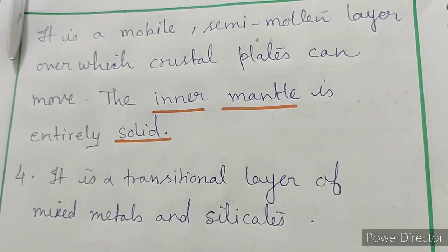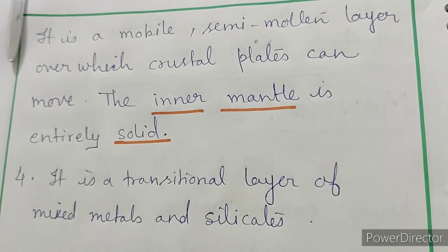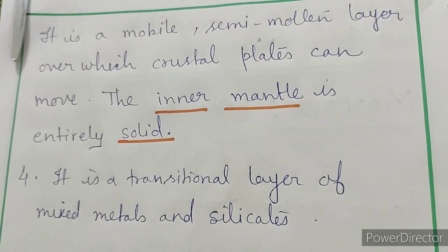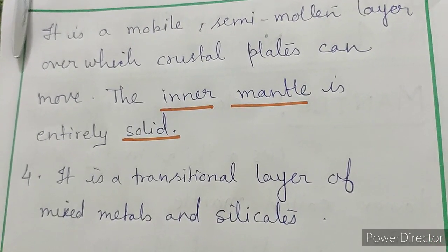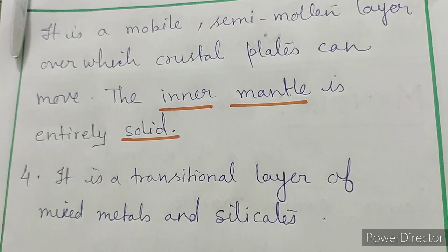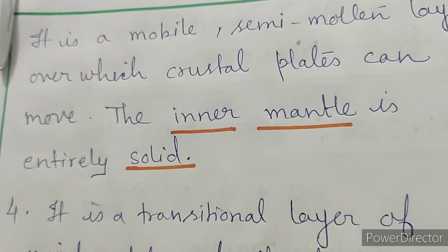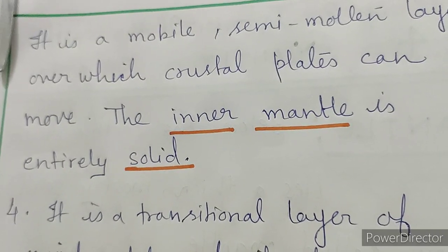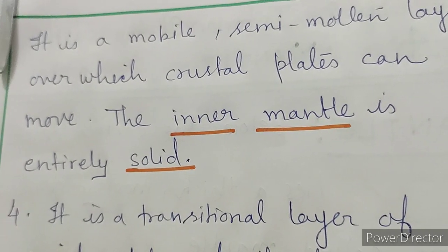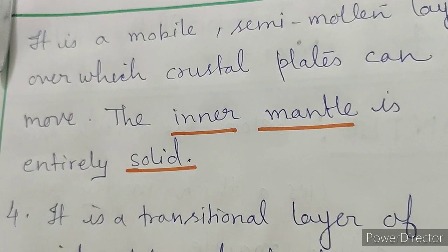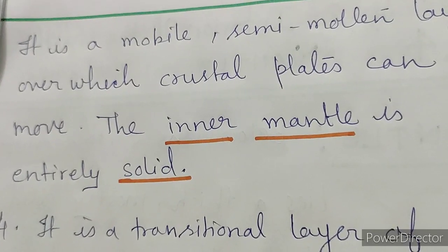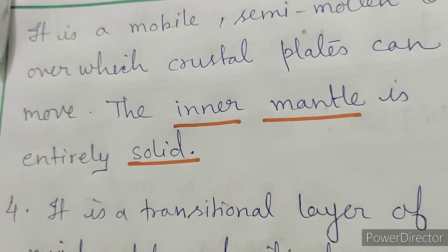ये मोबाइल होती है और ये सेमी मॉल्टन स्टेट में रहता है, जिस वजह से crustal plates इसके ऊपर मूव करती हैं. The inner mantle is entirely solid. It is not in a molten state. So what we can say is that the upper mantle is in a semi-solid state, and the molten material is called magma, and the inner mantle is totally solid.